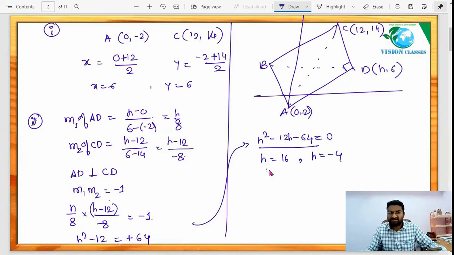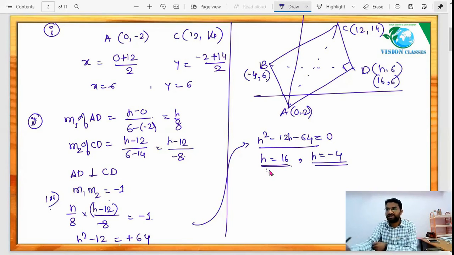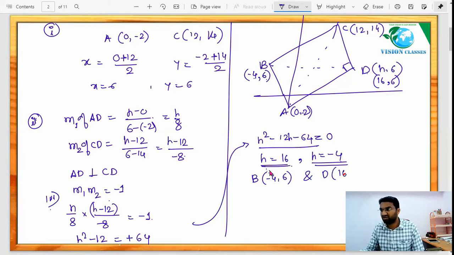Now, this is the third part. The x coordinates we are getting are either negative 4 or 16. D is in the first quadrant, so we take h as 16, and for B we take negative 4, comma 6 as the coordinates. So B is (-4, 6) and D is (16, 6). Now we have to find the area.